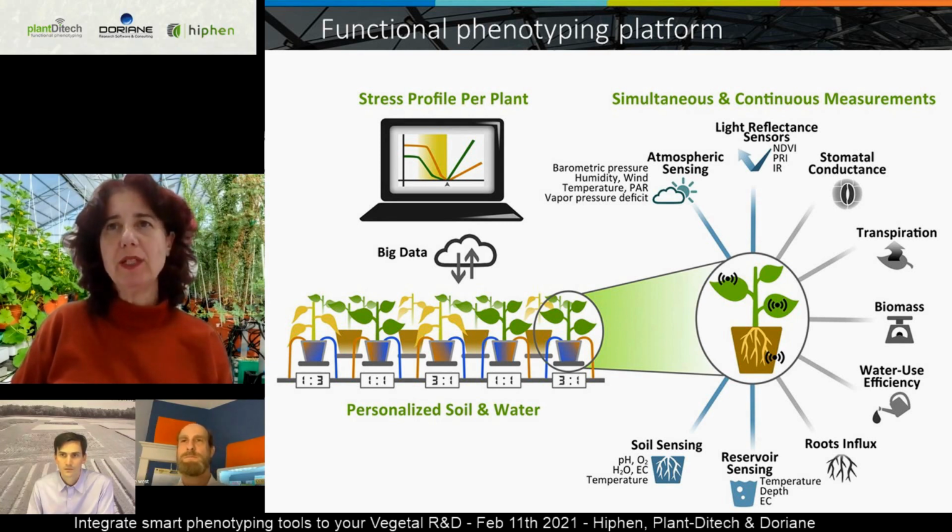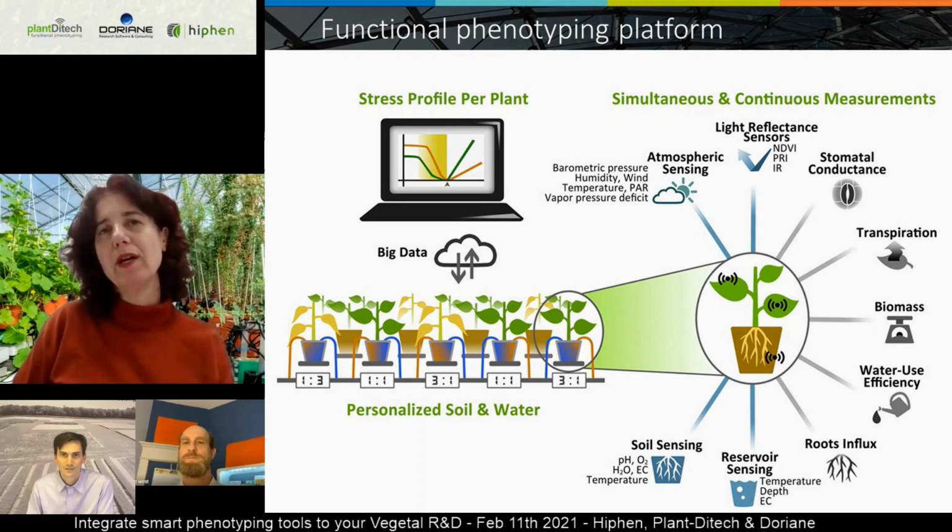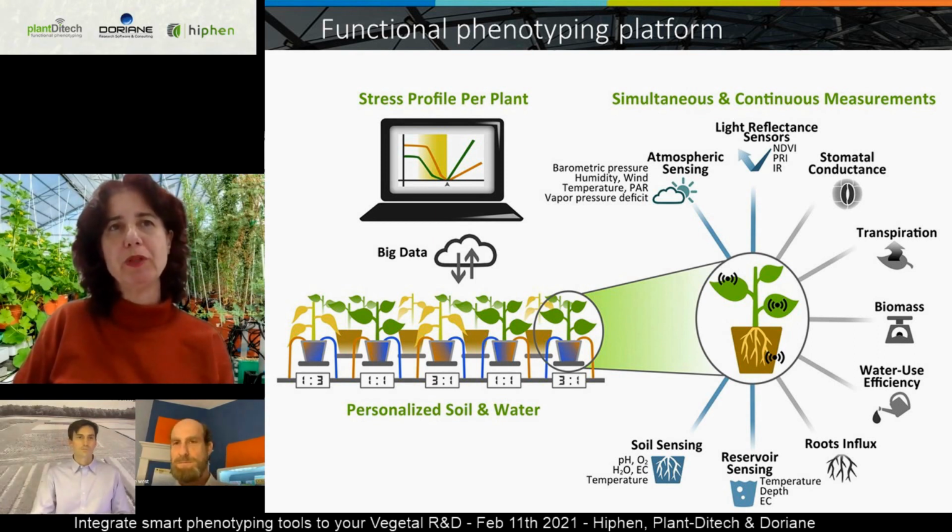Transpiration on a momentary basis, biomass gain on a daily basis, water use efficiency, root influx on a momentary basis, stomatal conductance, the same. Light reflectance sensors on a continuous basis: NDVI, PRI, IR, atmospheric sensing of different kinds, soil sensing of different kinds, and reservoir sensing. All these parameters and traits are uploaded to analytical software in the cloud, where you can view your experiment and analyze the results from your office or home.